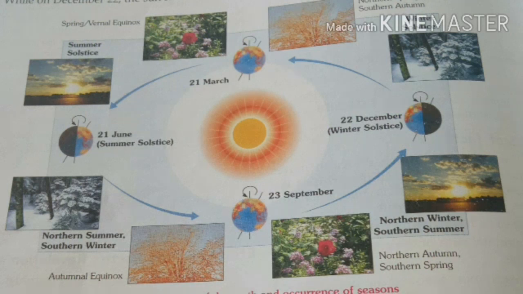During the summer solstice, just imagine, children, the northern hemisphere is inclined towards the sun and the southern hemisphere stays away from the sun.